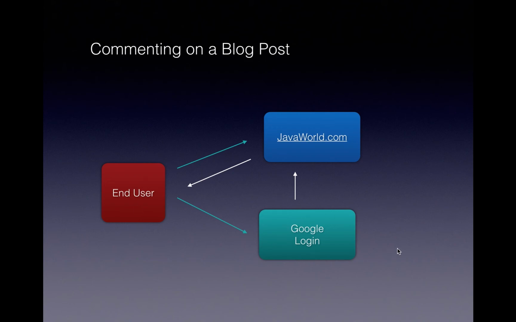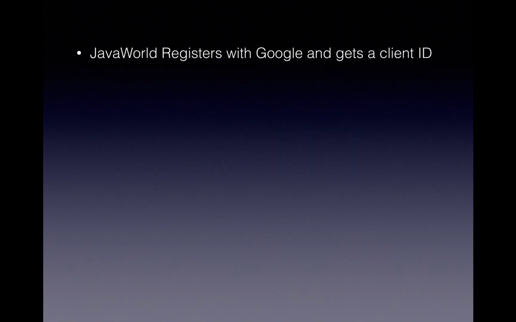The first step in the OAuth workflow is javaworld.com registering itself with Google, since it's going to use the Google services to retrieve the user's data once the user gives it the permissions to do so. It registers and gets a client ID back. So that is the first step in the OAuth workflow. Any application that wants to use the services of another application registers with that application and gets a client ID.